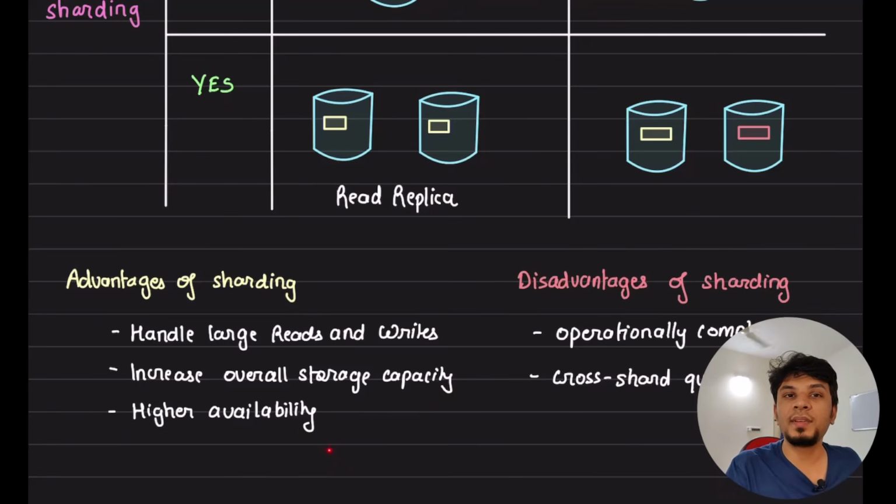Then higher availability. That if one of the databases goes down, the other database can take over. For example, in case of read replica, if one of the database servers goes down, you can very easily use this other database to continue serving the traffic. Right?